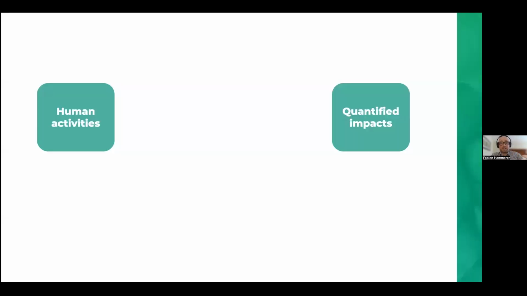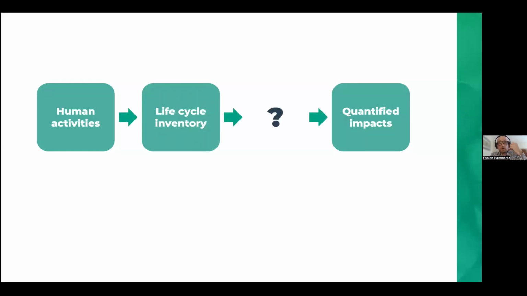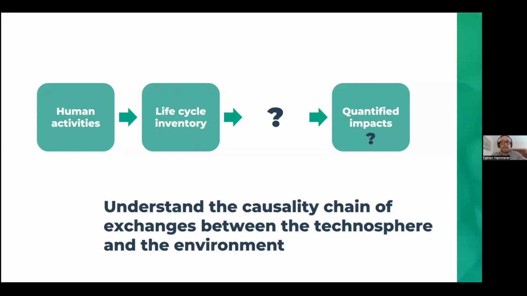So basically, LCIA helps you bridge the gap between the actual human activities and quantified impact. And we've seen that the first step to bridge that gap is a life cycle inventory. And the idea now is what comes in between, and also what do we consider impacts? How do we report those? And there's several ways to do that. But the base principle is that we want to understand the causality chain of exchanges between the technosphere, so human activities, and the environment.